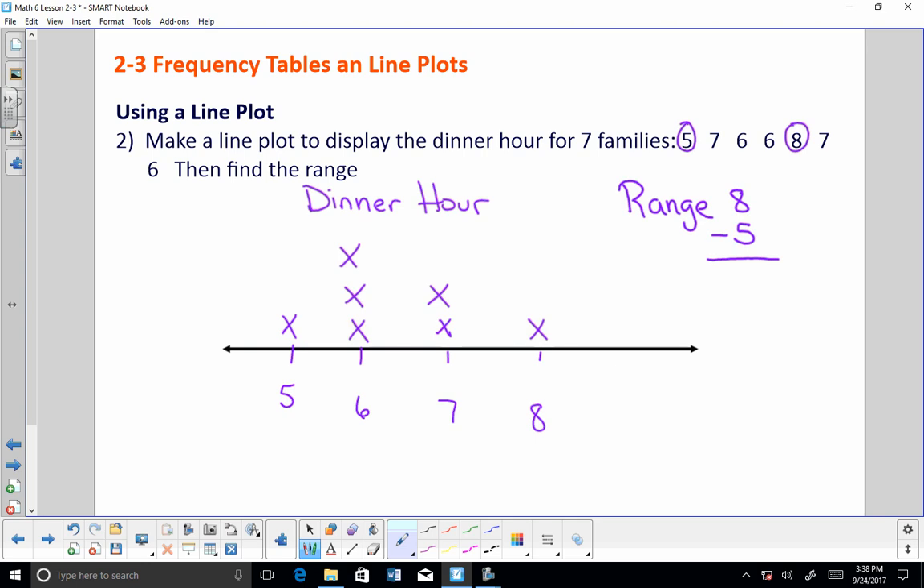So there's a 3-hour range in our dinner hour. Okay? And we put the label of hours on it because we know we're talking about dinner hours. So line plots are just made by simply listing your numbers in order from smallest to largest and putting X's as many times as that particular number appears on a number line.